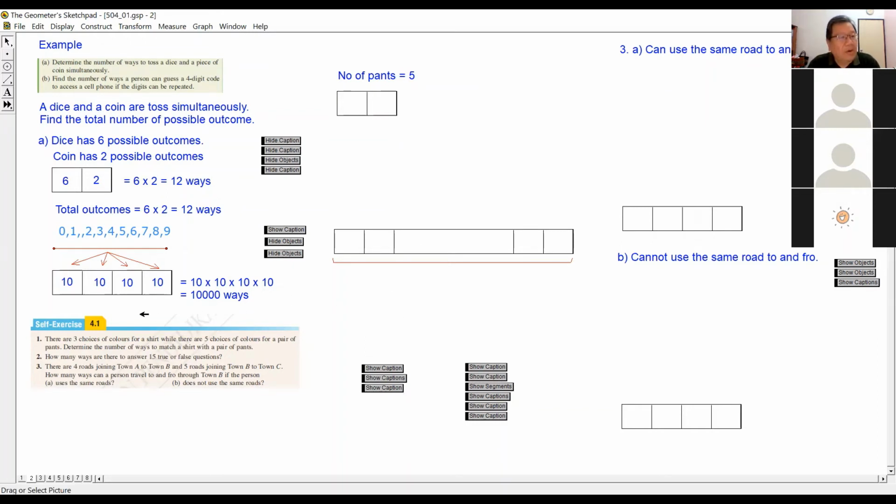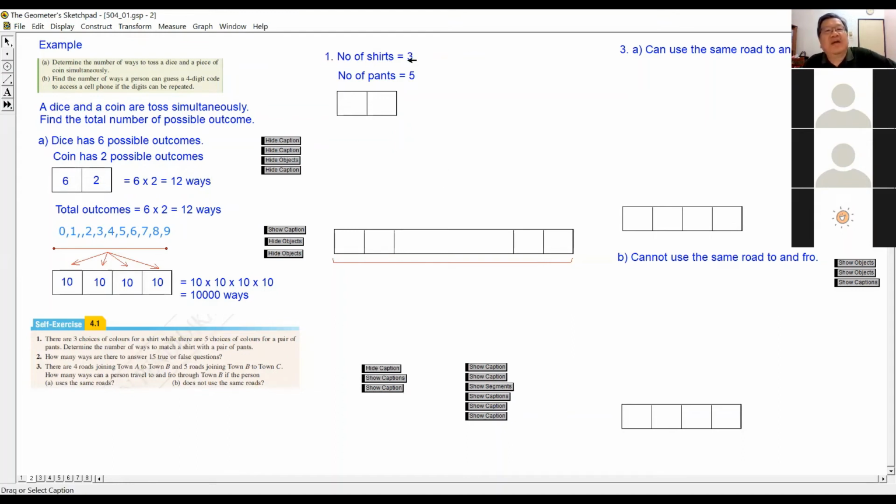Now, teacher, can you please read question number 1, exercise 4.1? There are 3 choices of color for a shirt, while there are 5 choices of color for a pair of pants. Determine the number of ways to match a shirt with a pair of pants. So do you guess how many ways? Just tell me like that. 15. Correct, 15. Why 15?